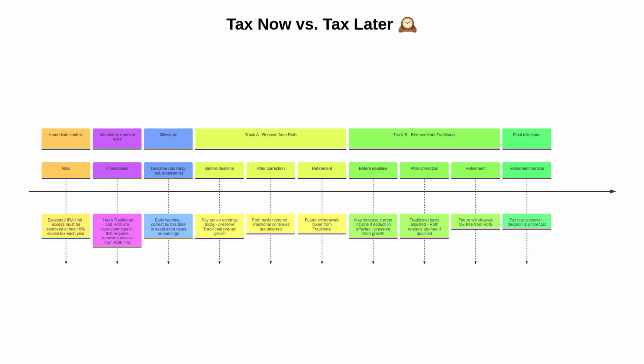This timeline contrasts removing the excess from a Roth versus from a traditional IRA. On the Roth track, you may pay tax today on any earnings if corrected before the deadline, while preserving pre-tax traditional growth for the future. On the traditional track, your current year income can be affected depending on deductibility, and you preserve Roth growth for tax-free withdrawals later. The timeline also emphasizes the tax filing deadline, including extensions, and it ends with the uncertainty of future retirement tax rates, underscoring that this decision is a forecast rather than a guaranteed outcome.